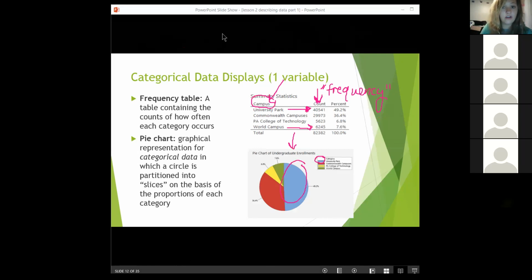So remember, these are categorical data displays. So we're talking about categories and labels.